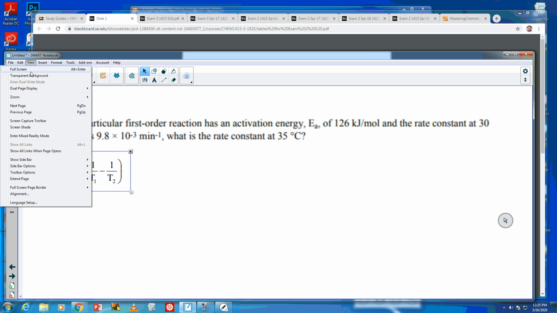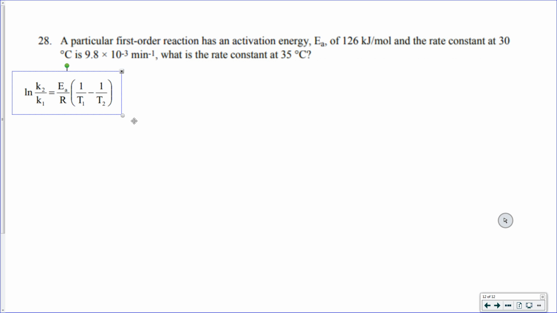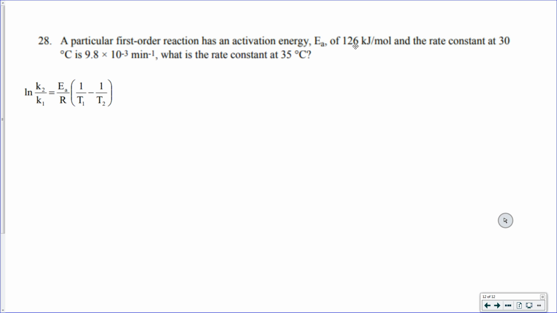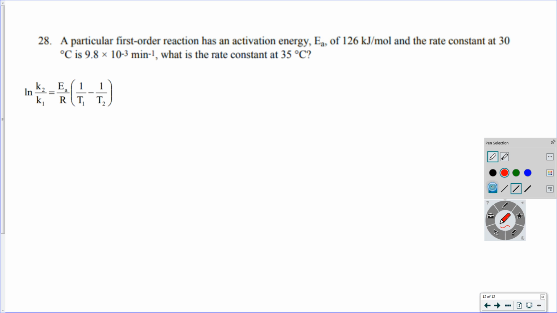Smaller. Okay, so on problem 28, it says it's a first order reaction. It gives me the activation energy. So if I just want to check off the things I know and label them. So the E sub A, I know what that term is. It tells me that the rate constant at 30 degrees.